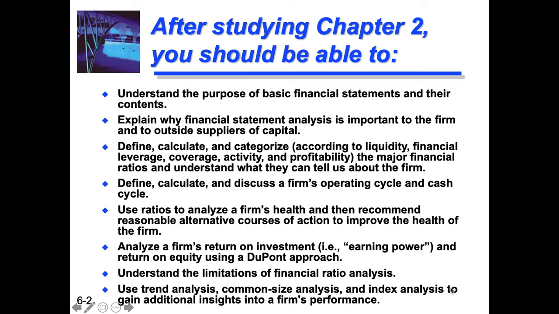Measure financial ratios and understand what they can tell us about the firm. Define, calculate, and discuss a firm's operating cycle and cash cycle. And then use ratios to analyze a firm's health and then recommend reasonable alternative courses of action to improve the health of the firm.